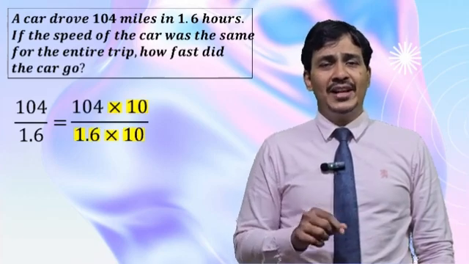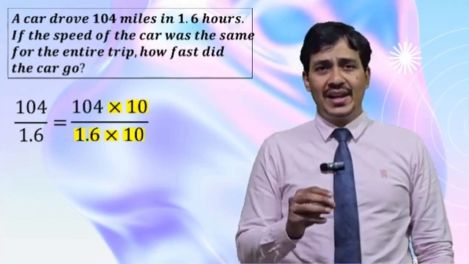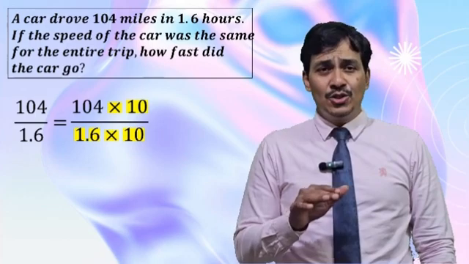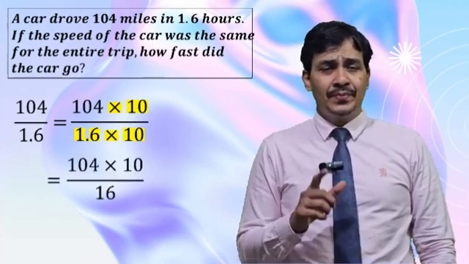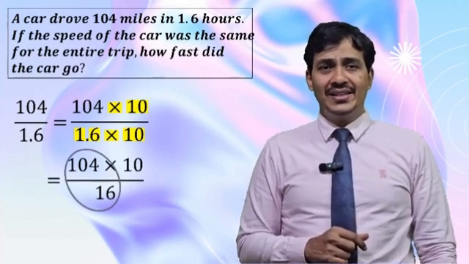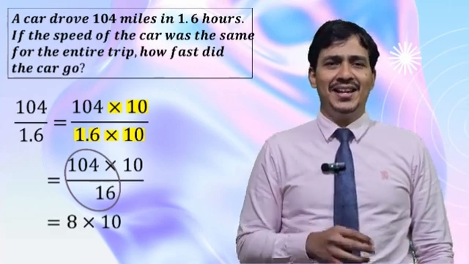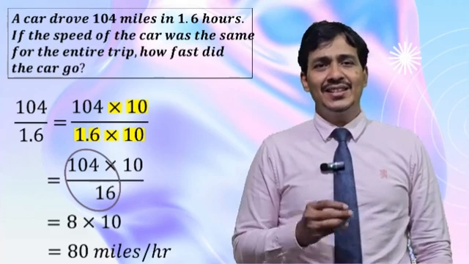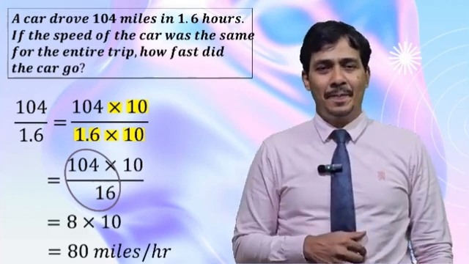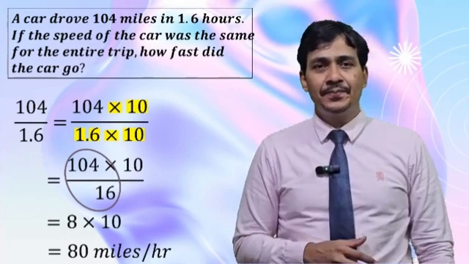I will multiply both sides by 10. Once I do that, it's very easy. 1.6 times 10 will be 16. So you'll get 16 in the denominator. Keep the 10 as it is in the numerator. 104 divided by 16, it's simple, it's 8. And 8 times 10 is 80. So the answer is 80 miles per hour. So this is how you remove the decimal point and then divide easily.